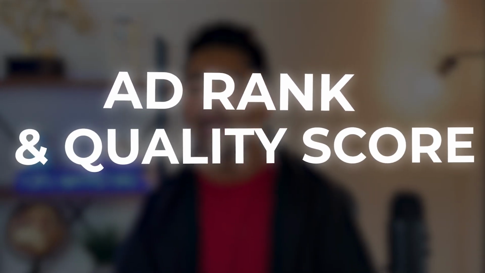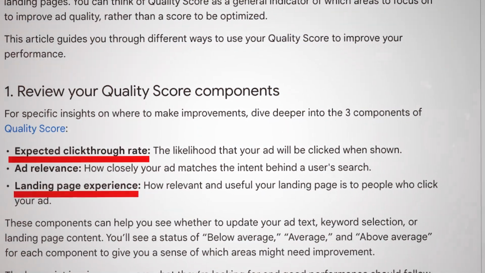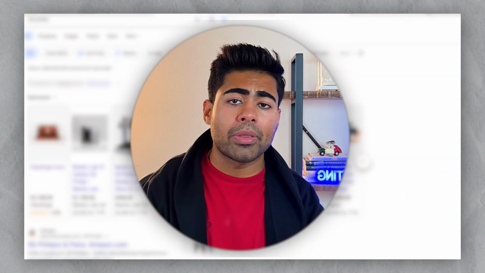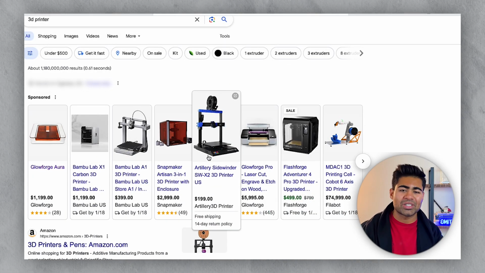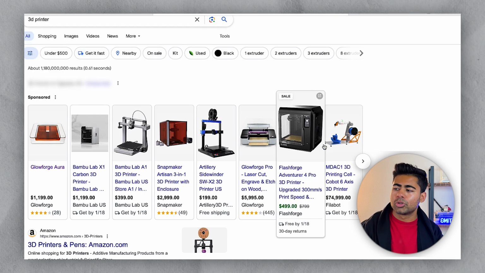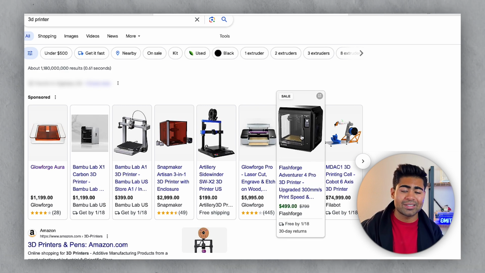But along with that, Google also tracks something called the ad rank and the quality score. Now, in simple words, the quality score and ad rank is basically determined by your landing page experience plus your expected CTR, what Google thinks your CTR for your main listing will be. And then along with that, something called ad relevance, to see if what you have in your product titles, images, etc., is actually relevant to what people are searching for. So if you're selling 3D printers, do you have 2D printer in your titles, or is the image that you have for your product listing an image of a 2D printer and not a 3D printer?